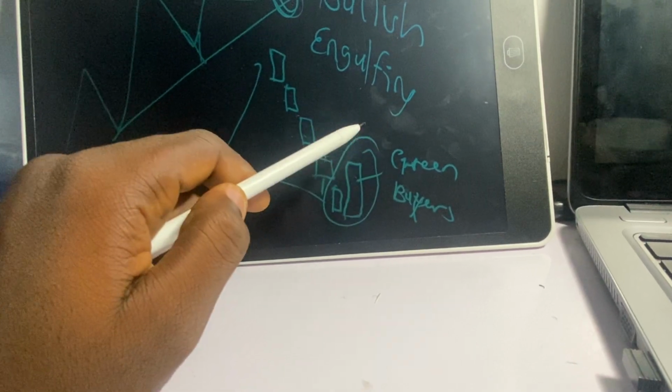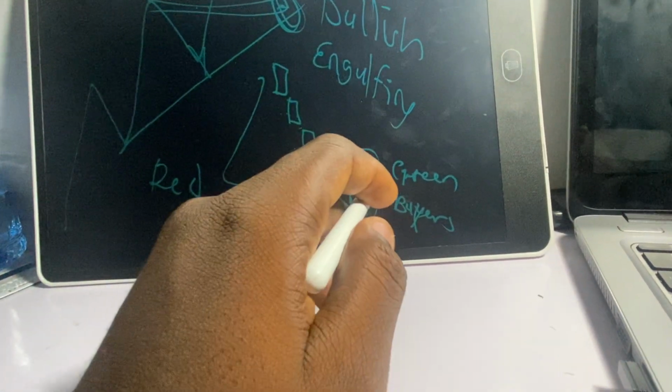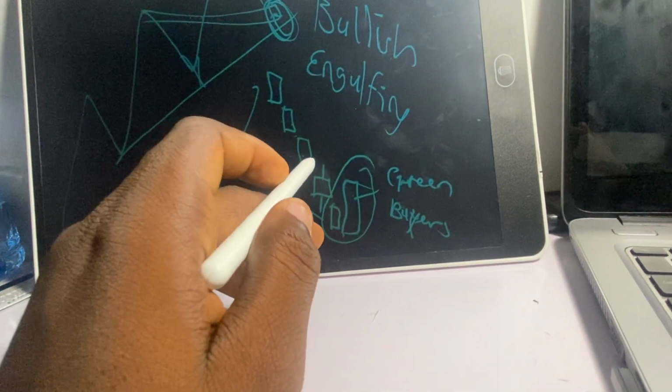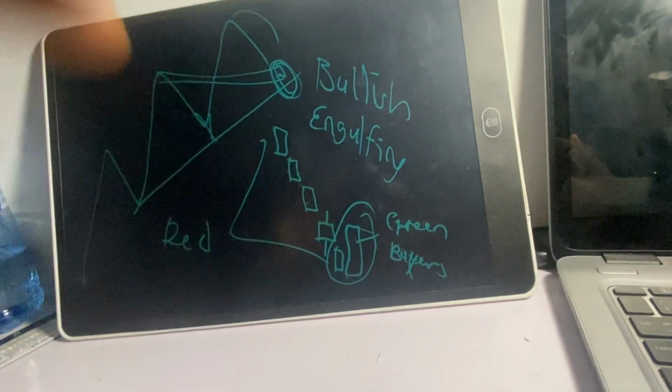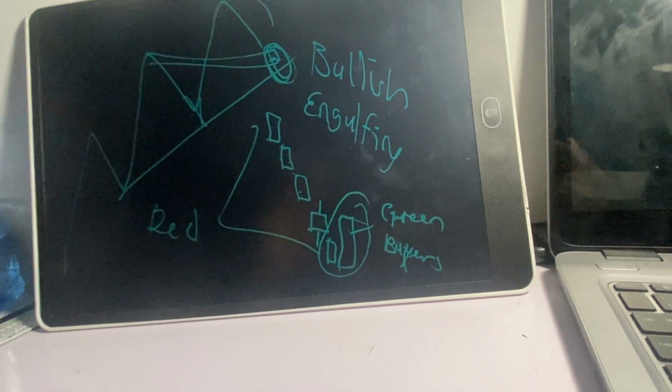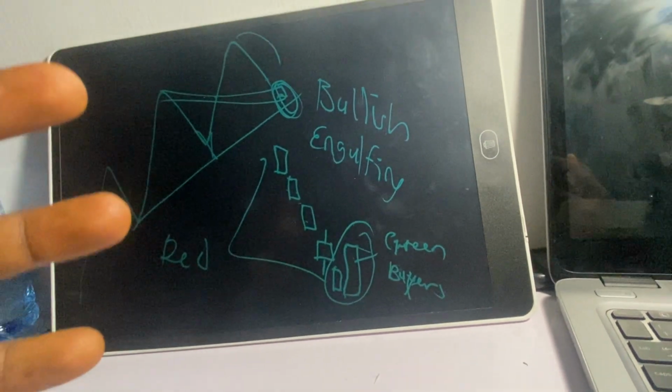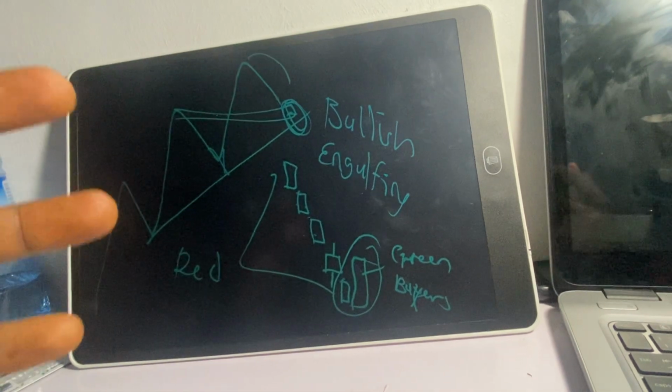You know the buyers are in control of the market. So what you do is you buy. Upon this information, you buy. How to enter and how to exit will be explained later on. What you have to do now is just understand the candlestick and know how to identify it when you see one.